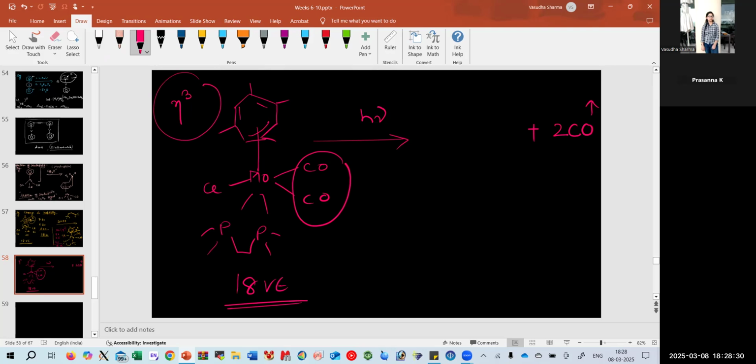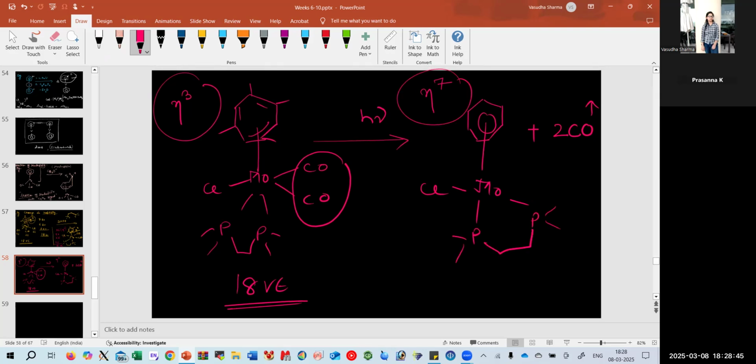So the rearrangement of eta 3 to eta 7 hapticity would happen, and ultimately it would be in a stable form where the hapticity of 7 is there with the C7H7 ligand. So it started with eta 7, then it went to eta 3, and ultimately it went to eta 7 in presence of the conditions that we have provided, and it makes again an 18 valence electron.